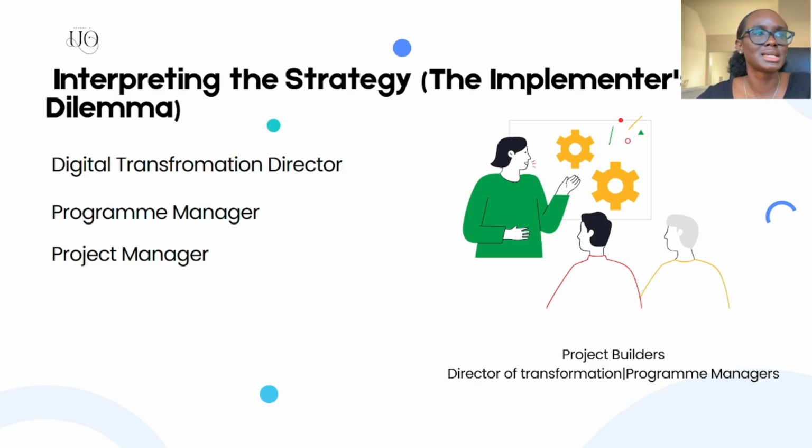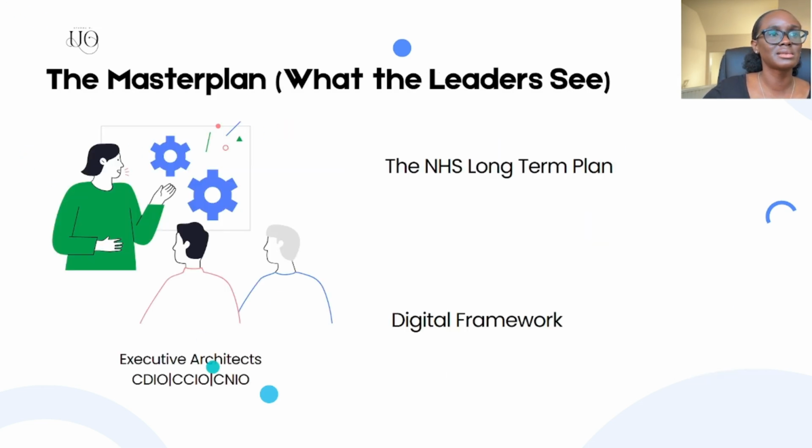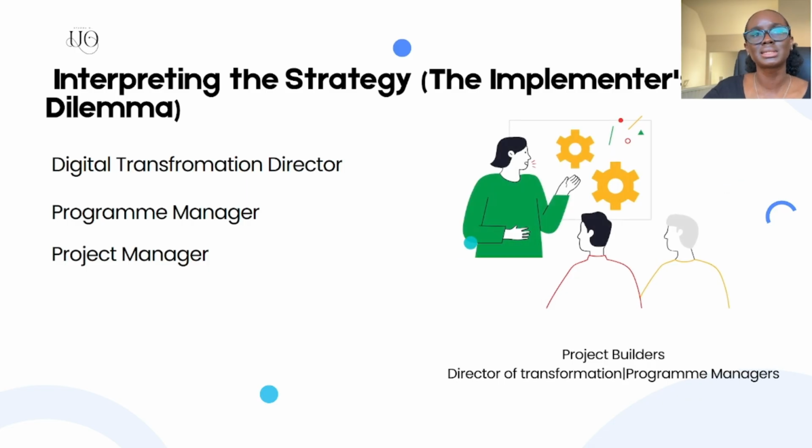So interpreting the strategy, now this is where the implementers have a dilemma. They already have the strategy from, remember, the executive architects, and they are meant to implement the strategy. So the roles you find within this pillar as a whole, digital leadership and strategy, are digital transformation director, program manager, project manager. There's also business analyst, change analyst, scrum master, delivery manager, and roles like that. So their job is to say, okay, we have this strategy. How are we going to implement it?